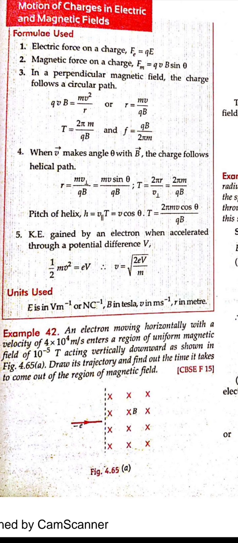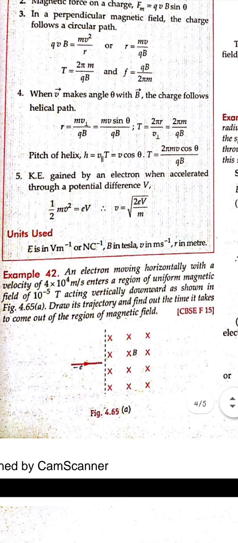So time period is equal to 2 pi m upon qB. And if we talk about the pitch, that is the distance covered by the particle along the magnetic field direction, that is along the x-axis. So here it will depend on the horizontal component, that is v cos theta. So if you have to find the pitch, it is equal to 2 pi m v cos theta upon qB.